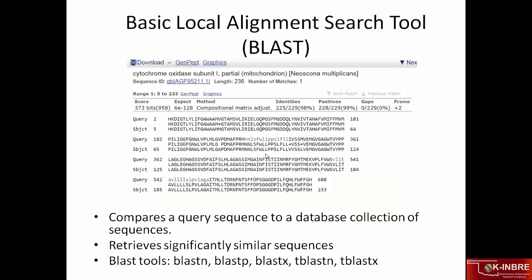Next, we would move to a program called BLAST, which is short for Basic Local Alignment Search Tool. This is a sequence similarity search tool. So you give it a query sequence such as a DNA or protein sequence. It will then compare that sequence to a database of either DNA or protein sequences. And with this comparison, it'll retrieve for you any sequences that are significantly similar. This is particularly useful when we want to identify the species name of our specimen.